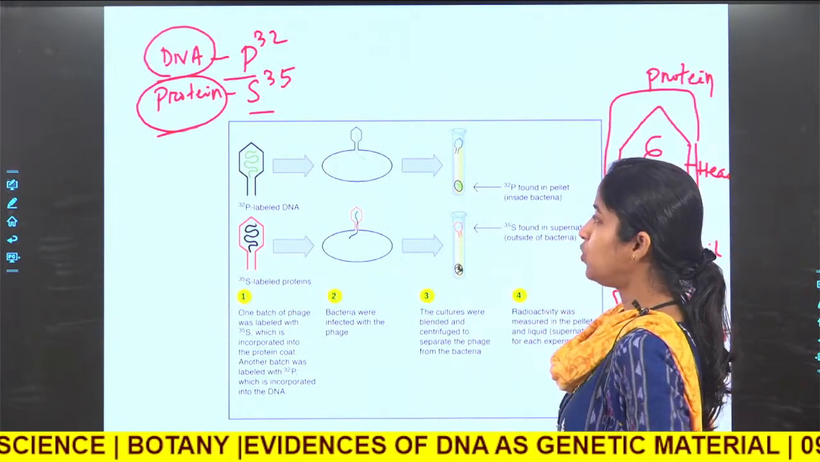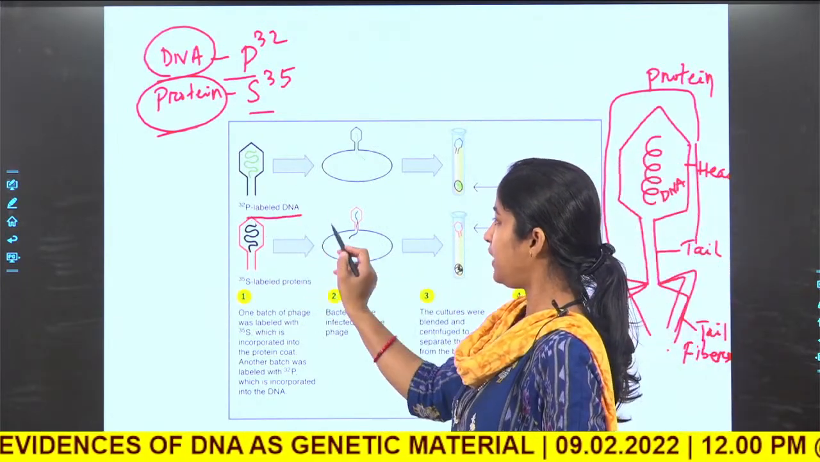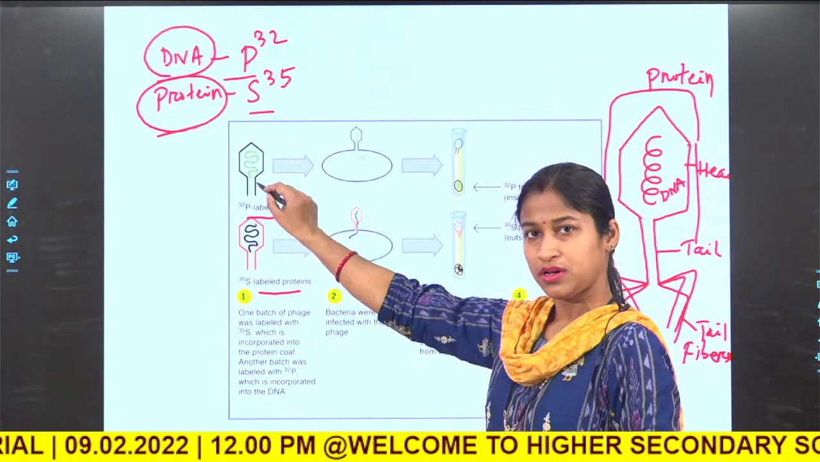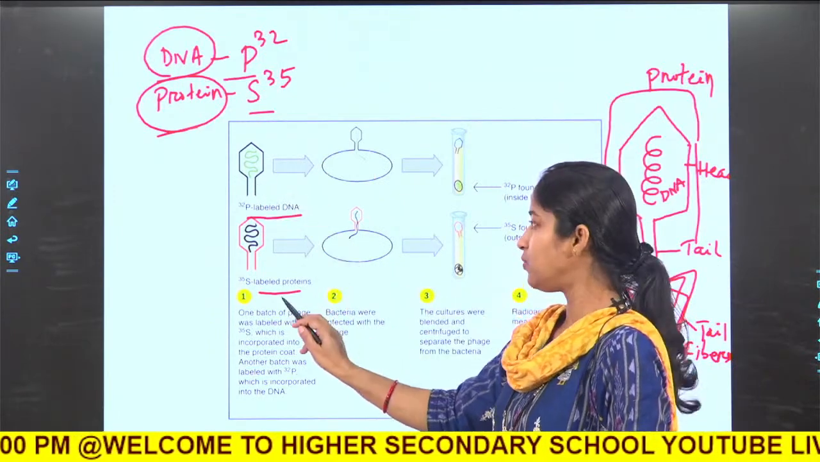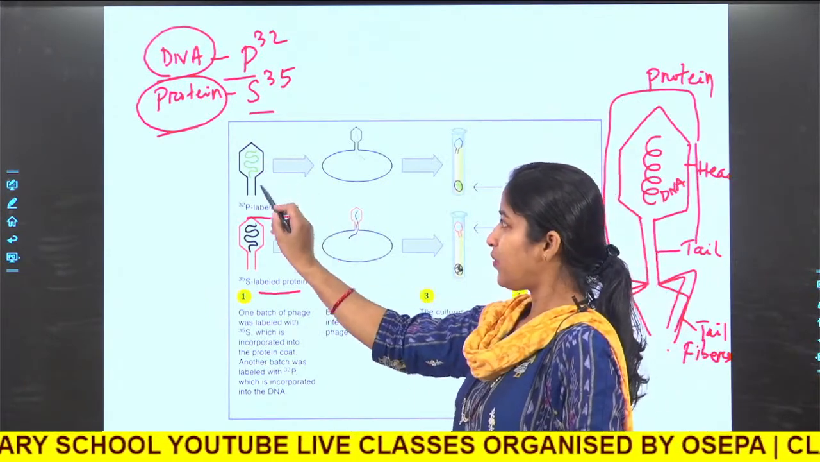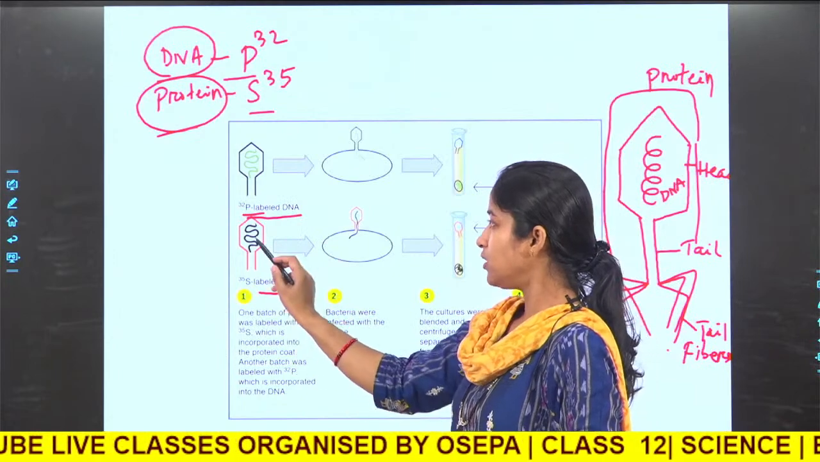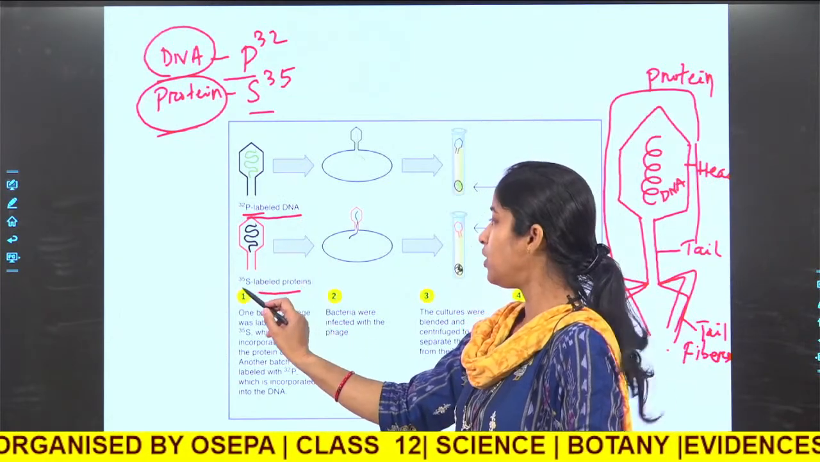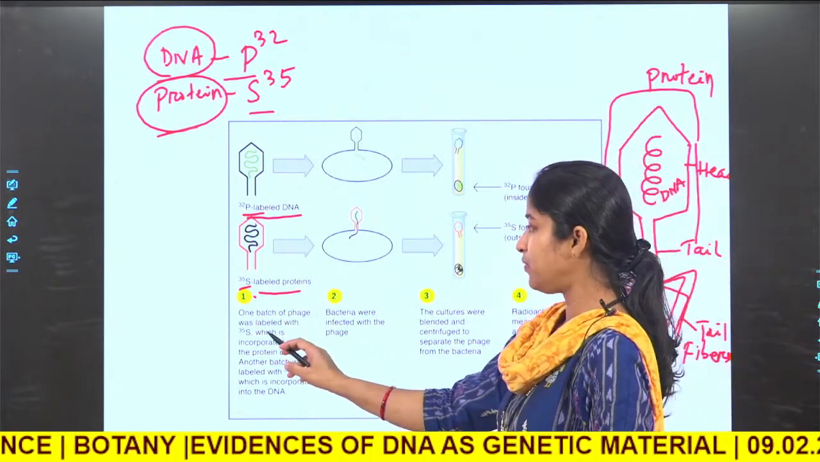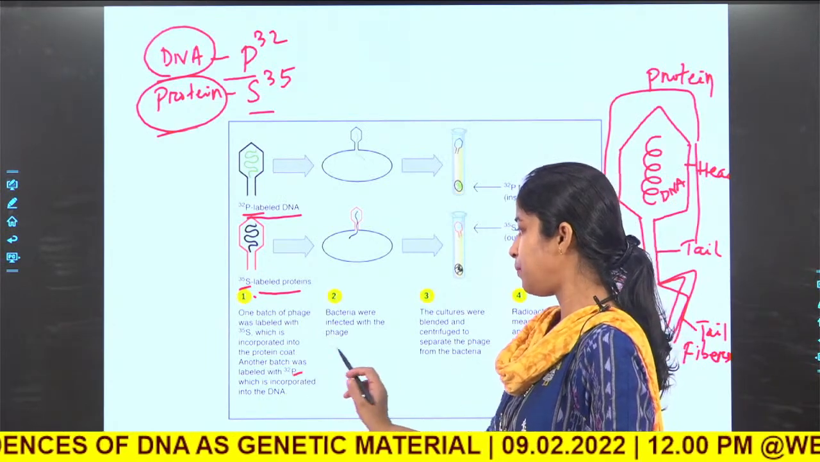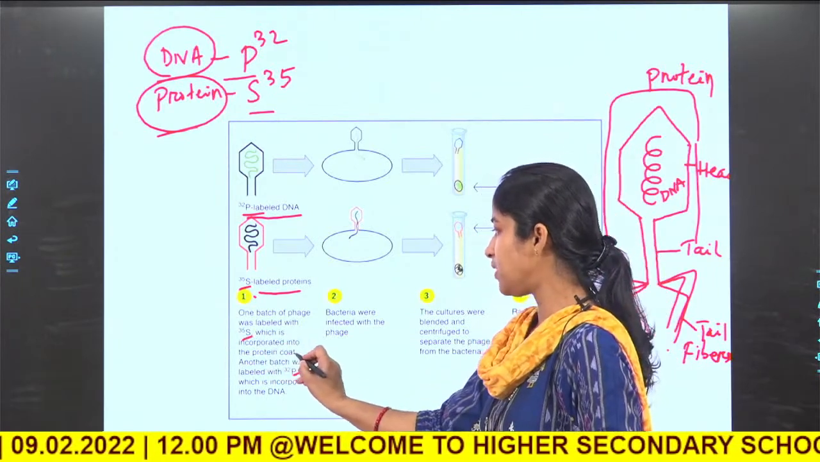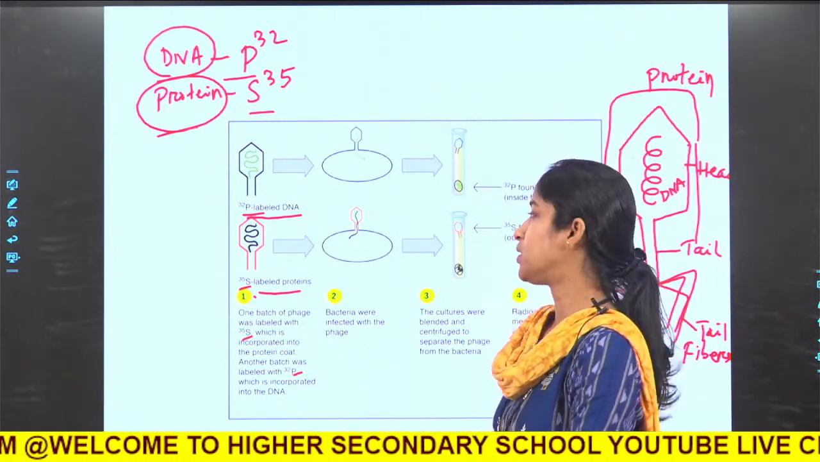Now, what did they do? This P32 labeled DNA and S35 labeled protein: one is labeled with P32, another one is labeled with S35. One is in green color, which is labeled with P32, and the other one is red in color, the protein coat, which is labeled with S35. Now, one batch of phage was labeled with S35, the other with P32, which is incorporated into the DNA, and the S35 is incorporated into the protein coat.